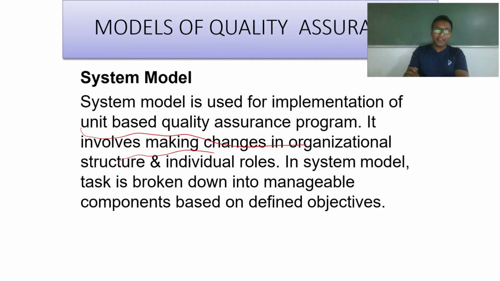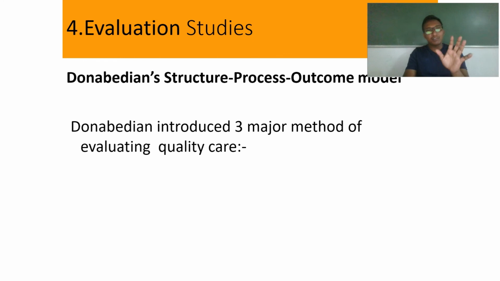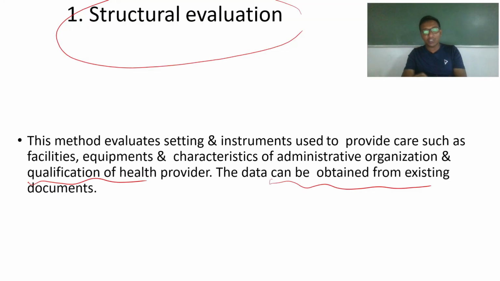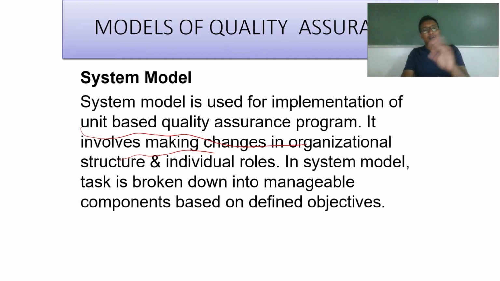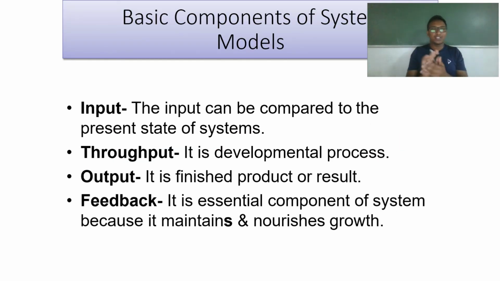In the Donabedian model, if you see, we have three things. First one is structure, second one is process, third one is outcome. In the same way, when you come to the system model, we have four things: input, throughput, output and feedback. So what does input mean? The input can be compared to the present state of systems. Whatever care we are giving now can come under the input.